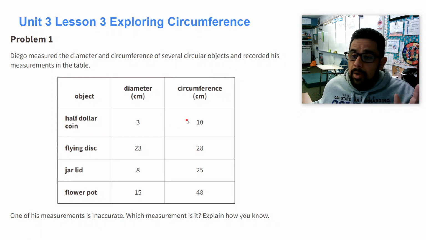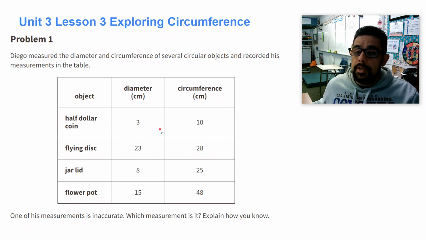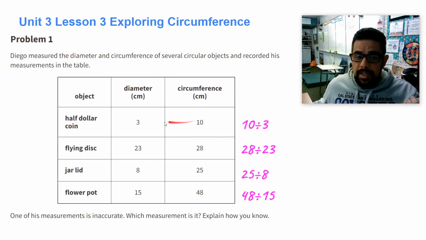Another way to check is by dividing out and seeing which one is different from the rest. Now, remember here, he is measuring by hand. Measurements are not 100% perfect. So when we do find the constant here for each row, it may not be exactly pi, but it could be close enough. So let's check. So I'm going to do for each column, circumference divided by the diameter. Okay, so 10 divided by 3, 28 divided by 23, 25 divided by 8, 48 divided by 15.